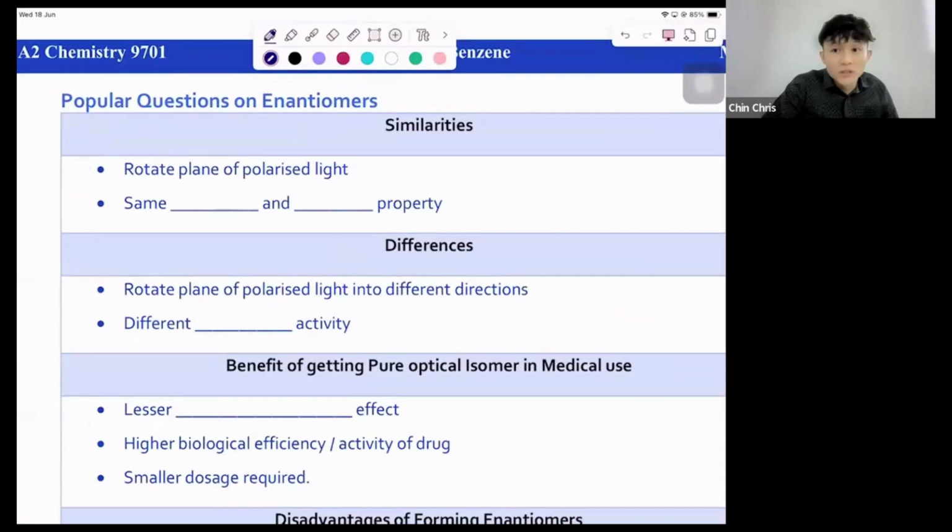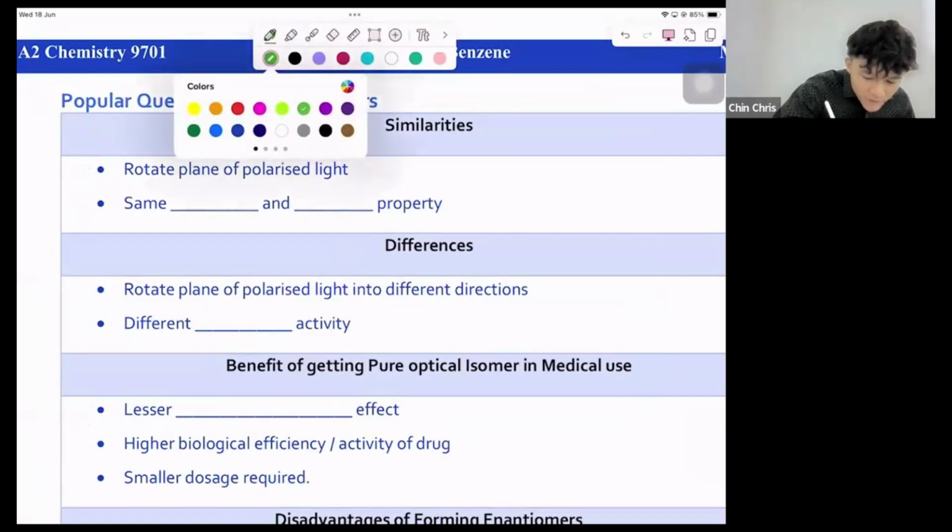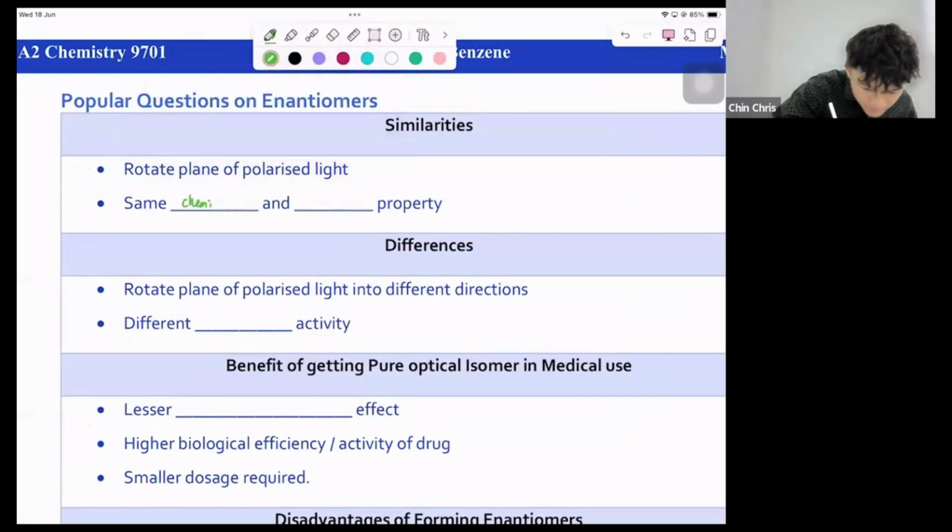Both of them will rotate plane of polarized light. They will rotate, but they just rotate in different directions. What else? They have the same chemical and physical properties, right?